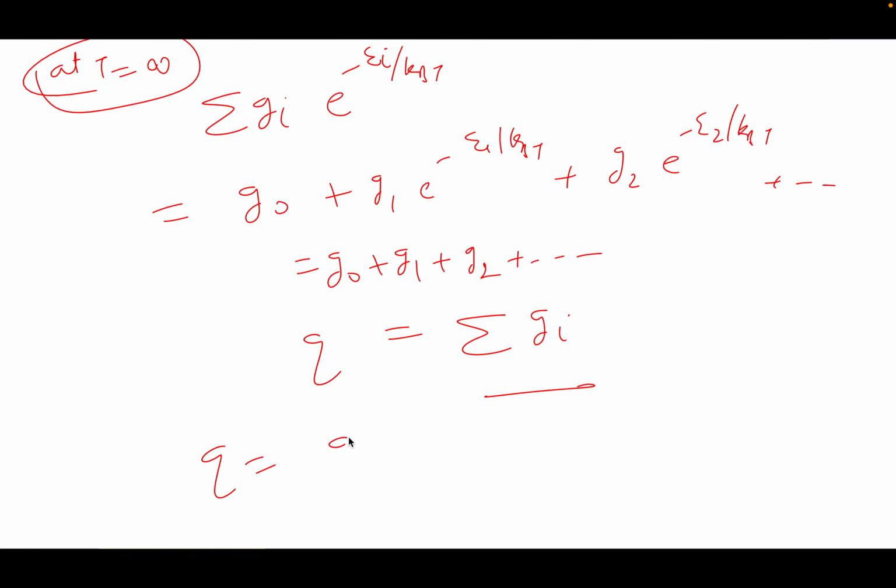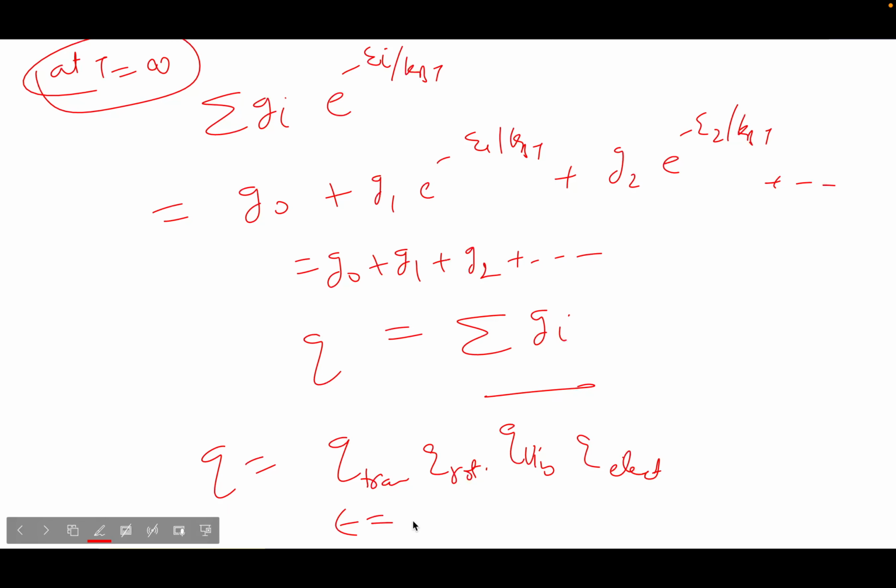The formulas for all the partition functions: q translation, rotation, vibration, and we know that q is multiplicative. So q is q translation times q rotation times q vibration times q electron, a multiplication of these. And energy is additive. So E total is E translational plus E rotational plus E vibrational plus E electron.